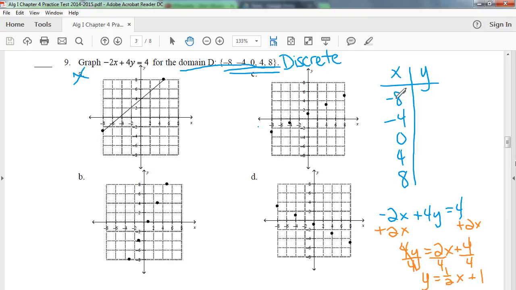So half of -8 is -4 plus 1 is -3. Half of -4 is -2 plus 1 is -1. Half of 0 is 0 plus 1 is 1. Half of 4 is 2 plus 1 is 3. And half of 8 is 4 plus 1 is 5. So -8, -3, -4, -1, 0, 1, 4, 3, and 8, 5. That's going to be option C here.